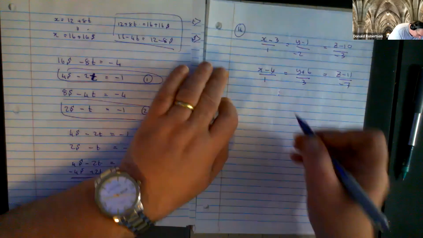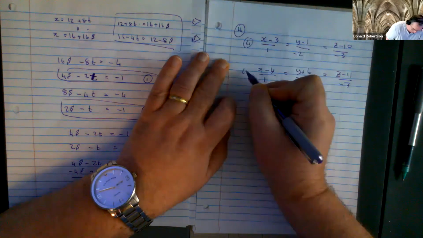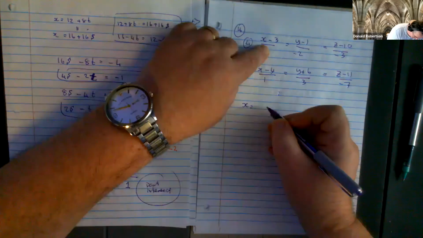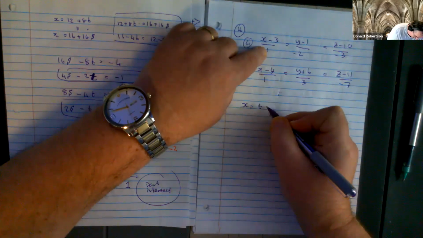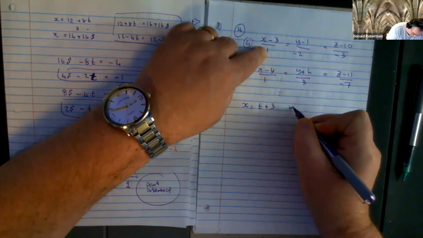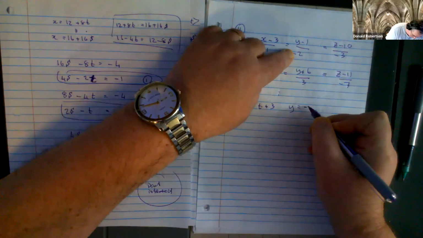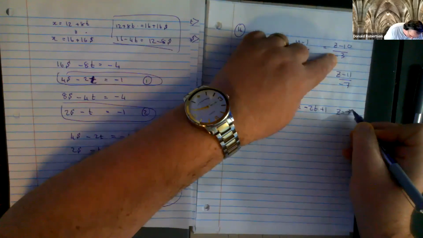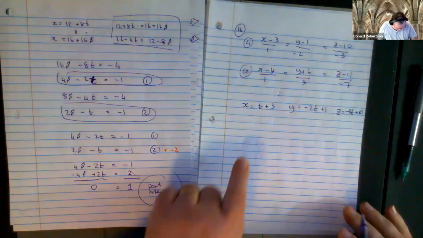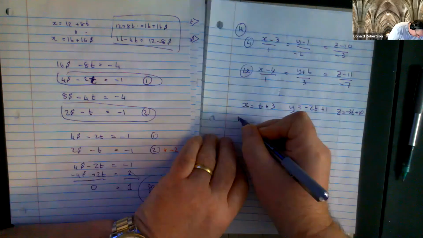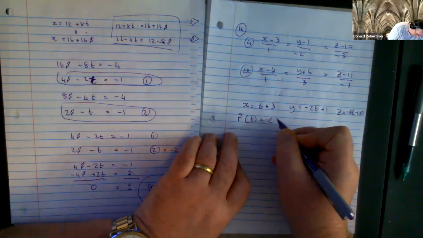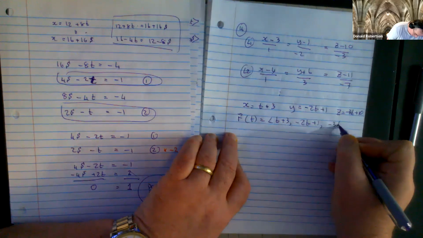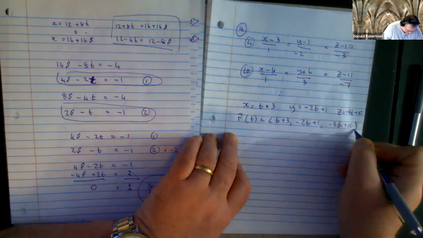I'll call this line L1, I'll call this line L2. This fella, if you rewrite it, x will be equal to 1t plus 3. The y will be equal to negative 2t plus 1. And the z will be equal to negative 3t plus 10. And you might say, well, how did you get these guys, and then turn that into the way I would prefer all lines to be written? How did I get from here to here?